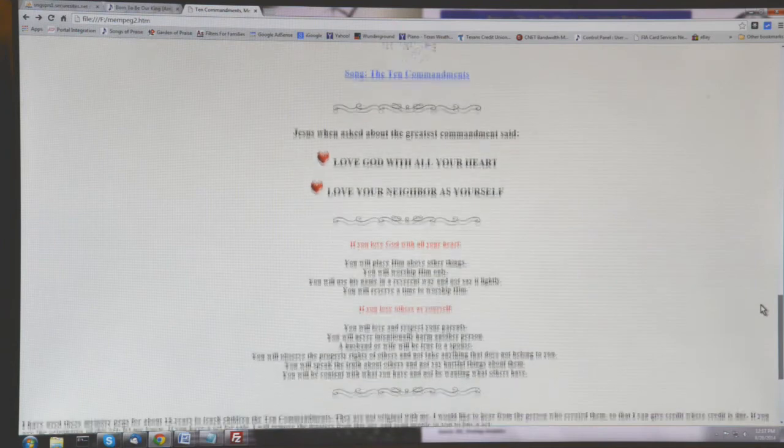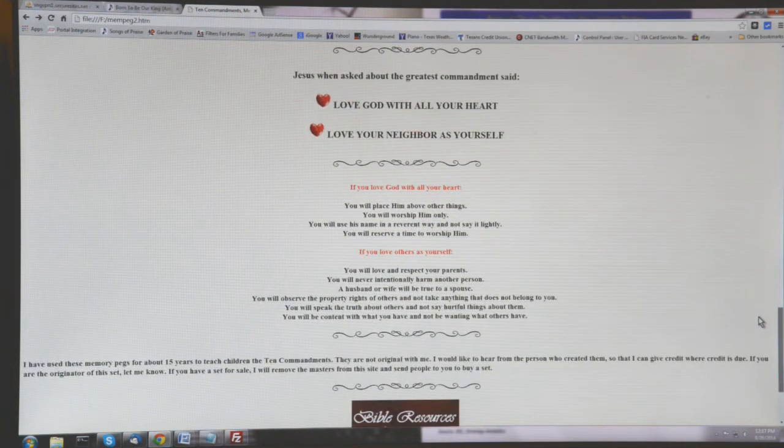Jesus was once asked, "What's the greatest command?" And you remember what he said. He said, the greatest command is to love God with all your heart. And next to it would be to love others as yourself. And if we look at the 10 Commandments, we will see that the first 4 have to do with our loving God with all our heart. If we love God with all our heart, you will place Him above other things. You'll worship Him only. You will use His name in a reverent way and not say it lightly. And you will reserve a time to worship Him.